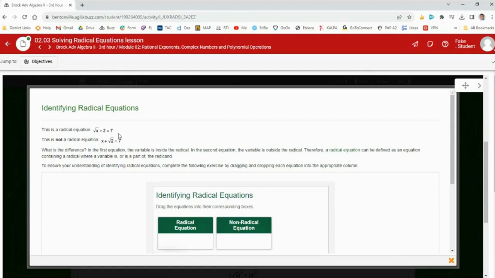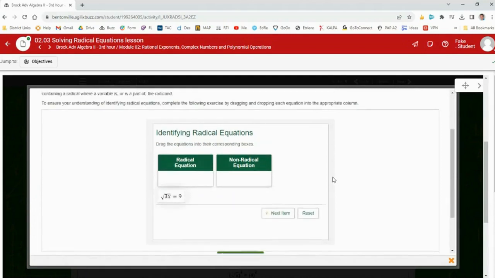It's a number. Square root of x is a radical equation because that is going to change based on the value of x. So that's the difference between a radical equation. Just because there's a square root or a cubed root or a fourth root or a fifth root in the equation does not mean it's a radical. It's only when the variable is underneath the radical symbol that it counts as a radical equation. So the variable's inside the radical, the second one's outside. So a radical equation can be defined as an equation containing a radical where the variable is or is a part of the radicand. That's what you call what's underneath the radical, the radicand.